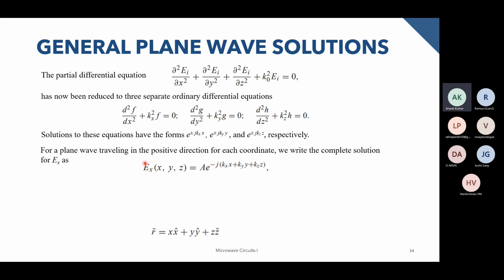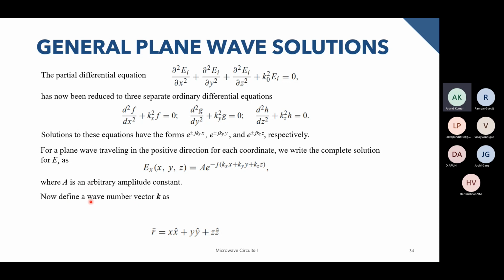we have the solution for the electric field in the x direction as A e power minus j (kx x plus ky y plus kz z). And A over here is some arbitrary constant that we are using to write the solution. To get the value of A, if we know the source and the boundary conditions, we will be able to evaluate A as well.